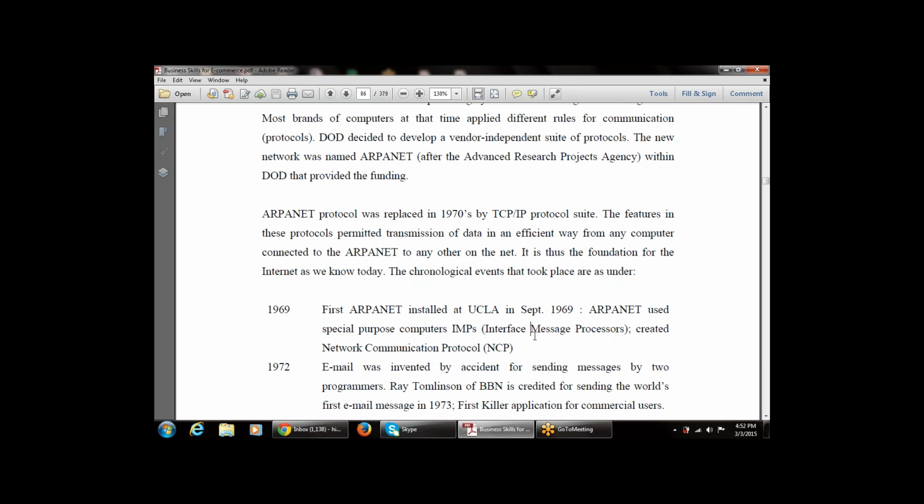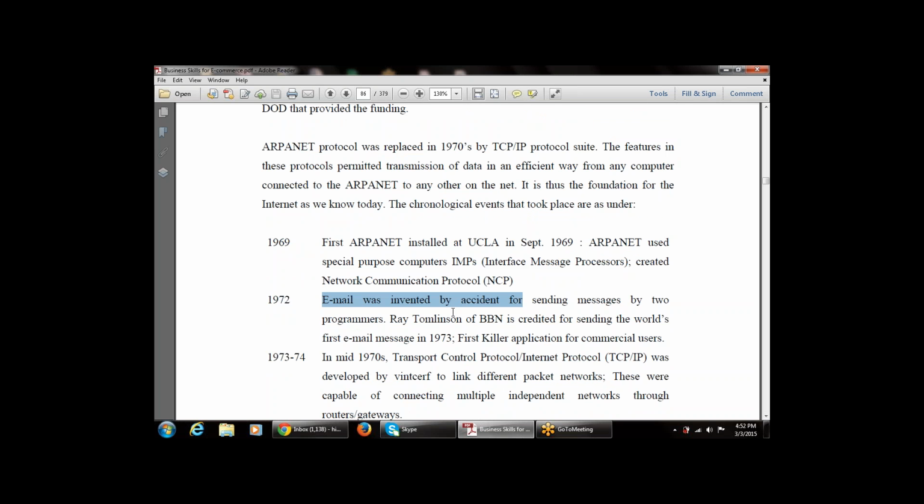Then in 1972, a new feature became available. Email was invented by accident for sending messages by two programmers. What is the meaning of accident? Coincidentally, two programmers were sending messages, and with that accident, email was invented. Ray Tomlinson of BBN is credited for sending the world's first email message in 1973.